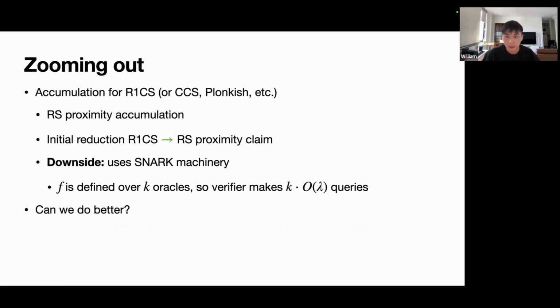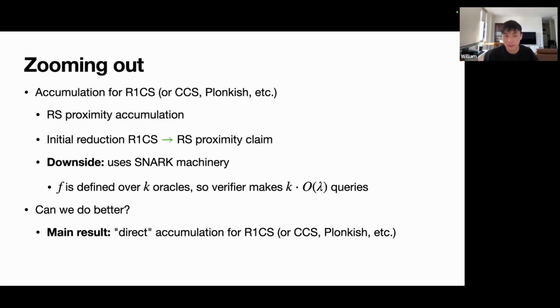And indeed, our main result shows that we can get a direct accumulation scheme for R1CS, or whatever constraint system you like, where you don't have this multiplicative overhead of k stemming from the snark machinery. And it's direct in the sense that it looks very similar to existing accumulation schemes like Nova, Protostar, Protogalaxy, where all the prover does is commit to the witness. Here, intuitively, all the prover is going to do is commit to an encoding of the witness.